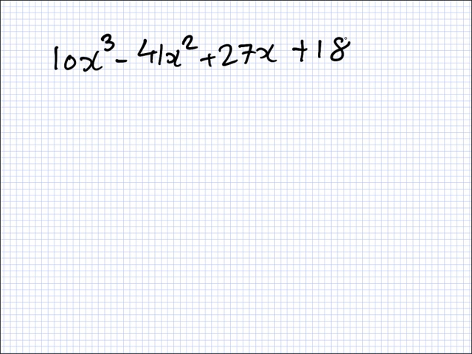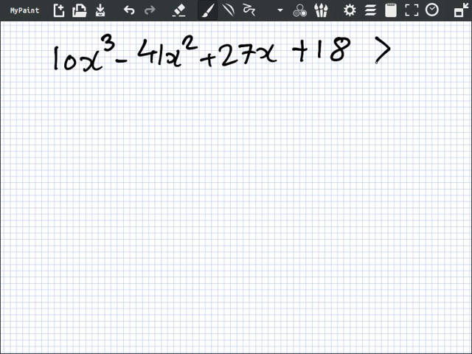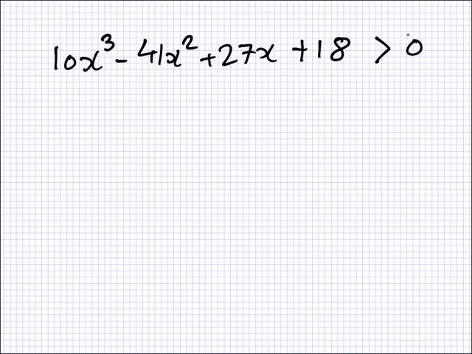So, let's do something like this now. 10x cubed minus 41x squared plus 27x plus 18, more than 0. So the more than 0 doesn't change it that much actually. We still have to solve and sketch it. Okay? And how do we solve? We first have to find the value of x that makes it 0. So we have a factor so we can long divide.